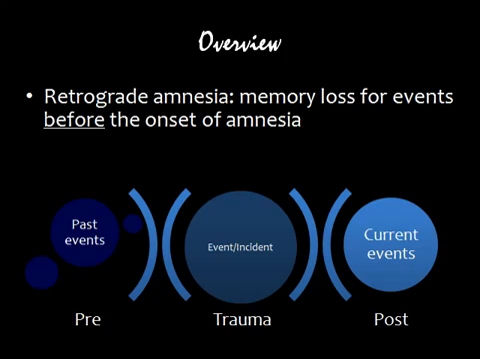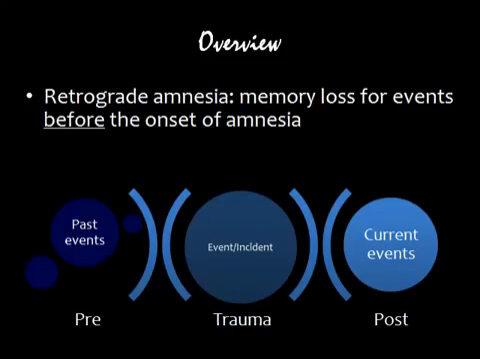Retrograde amnesia is defined as memory loss for events before the onset of amnesia. And again, using the diagram below, the client is better able to recall current events, indicated by the circle being a lighter color, than past events, the circle being a darker color to indicate this.